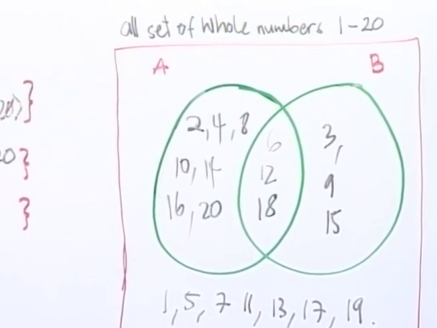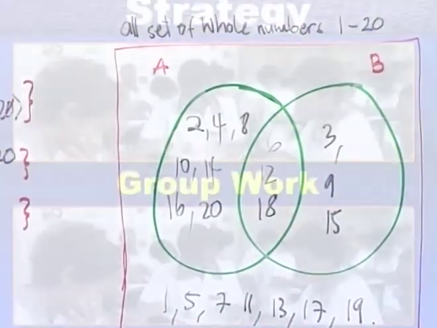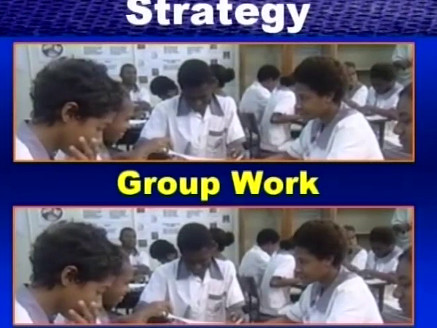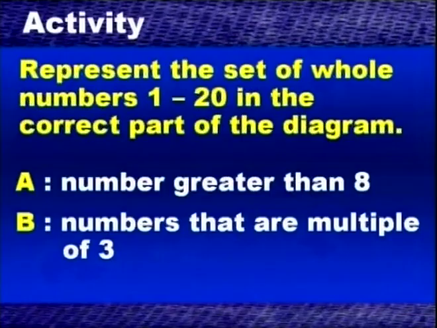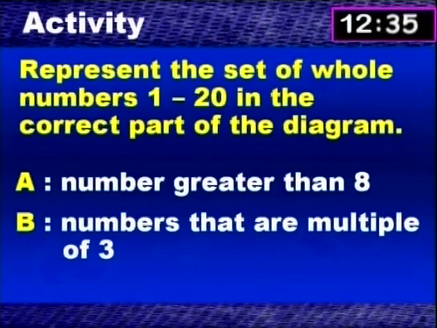Okay, we will go on to our activity. Very simple activity. Our activity is strategy group work. And the activity is on the screen, receiving students. You have to represent the set of whole numbers 1 to 20 in the correct part of the diagram. Okay? Subset A, numbers greater than 8. And subset B, numbers that are multiples of 3. So that is the question or activity.